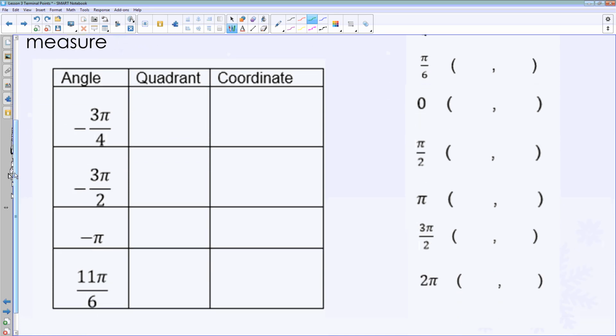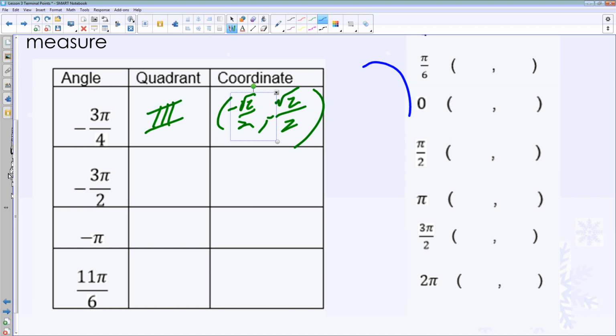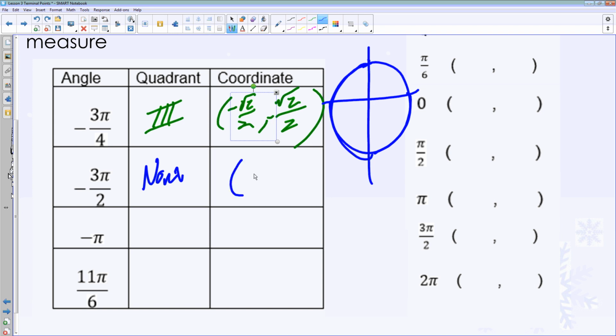Negative 3 pi over 4 is going to be in the third quadrant. So both are negative. So negative root 2 over 2, negative root 2 over 2. Negative 3 pi over 2 is actually the same thing as pi over 2. If you don't believe me, take a look. You got negative pi over 2, negative pi, negative 3 pi over 2. Same thing there. So it's not in a quadrant because this is a quadrantal angle. The coordinates though are 0, 1.